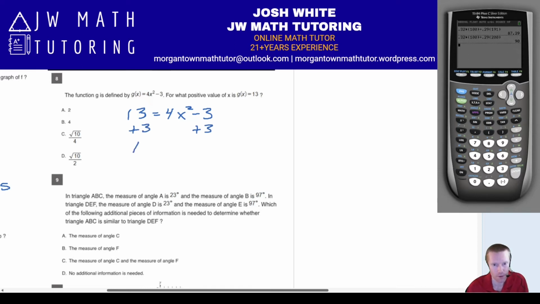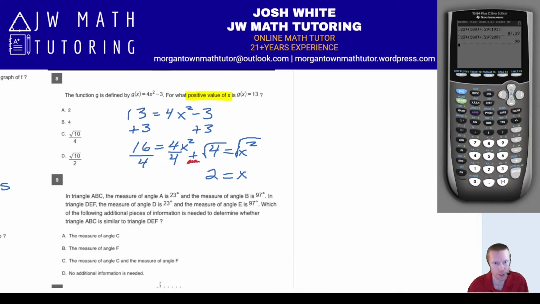So if you add 3 to both sides, notice you get 16 equals 4x squared. Then just divide by 4. You get 4 equals x squared. Then you would square root both sides, and you get x equals, now the square root of 4 is 2, and technically when you introduce the square root, you always have to put a plus or minus, but the problem asks only for the positive value of x. So therefore, we do not need the negative 2. We only want positive 2, so the correct answer is number 2.